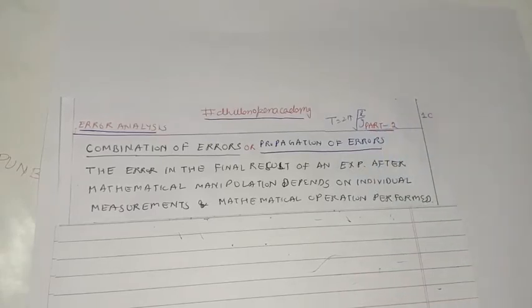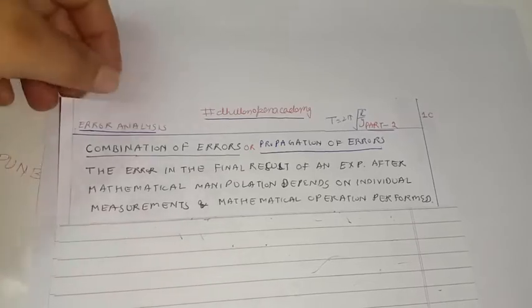So whenever any mathematical formula is applied which involves the basic mathematical operations, what will be the error in the final result? It depends upon the type of mathematical operation performed and also the individual errors present in the individual quantities. So how do the errors act when two quantities are multiplied, added, subtracted or divided? That is what we call the combination or propagation of errors.